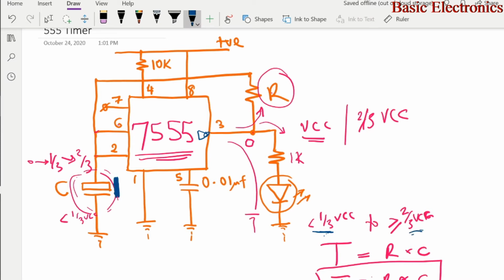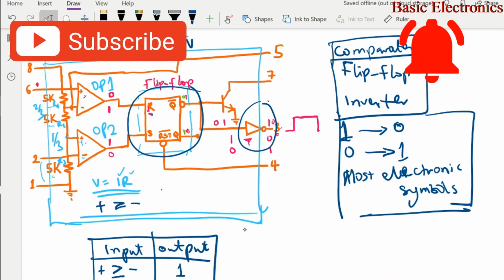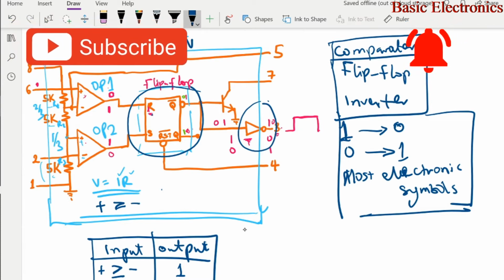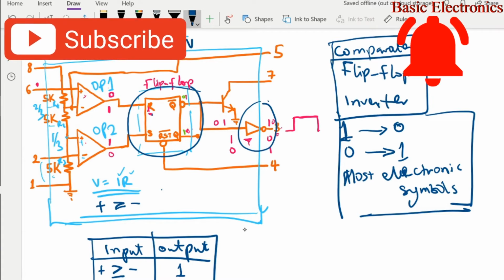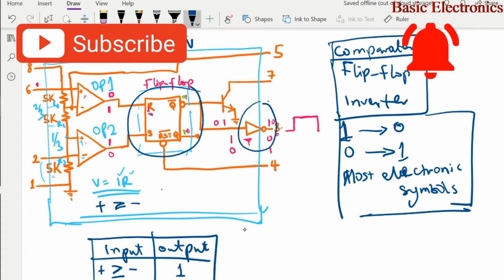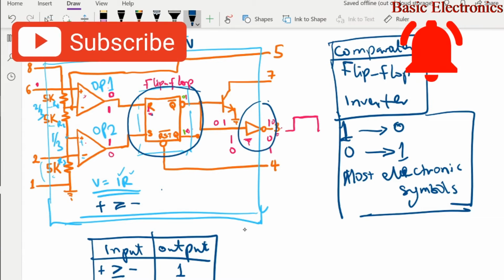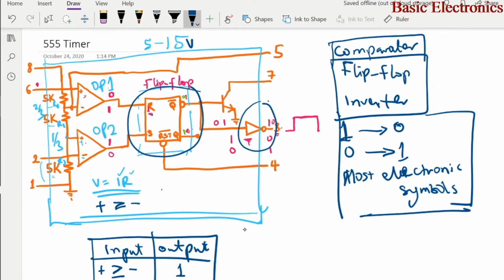When it charges to 2/3 VCC, what happens? When pin 2 gets to 2/3 VCC, that means the inverting input of op amp 2 is higher than the non-inverting input of op amp 2, because our non-inverting input of op amp 2 is 1/3 VCC. Remember, we have 3 equal resistors. When the inverting goes higher than the non-inverting, the output goes to 0 here, but it does nothing for the flip-flop.